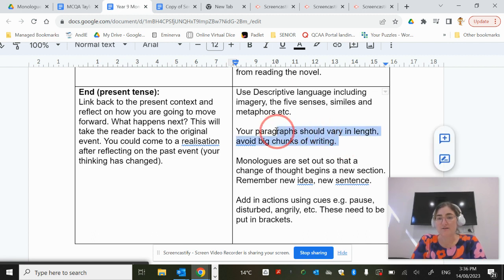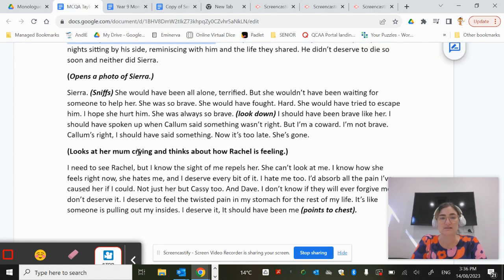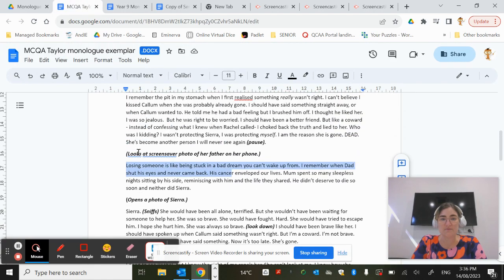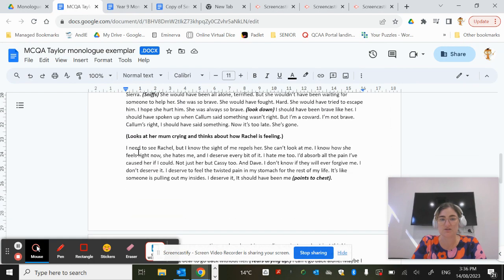Make sure your paragraphs vary in length and you avoid big chunks of writing. When there is a new idea, there is a new paragraph, right? So a change of thought begins a new section. A change of feeling begins a new paragraph. Okay, what I meant by section is paragraph. So you can see that from this one here, there's quite a lot of smaller paragraphs, right? And that's what you're expected to do.